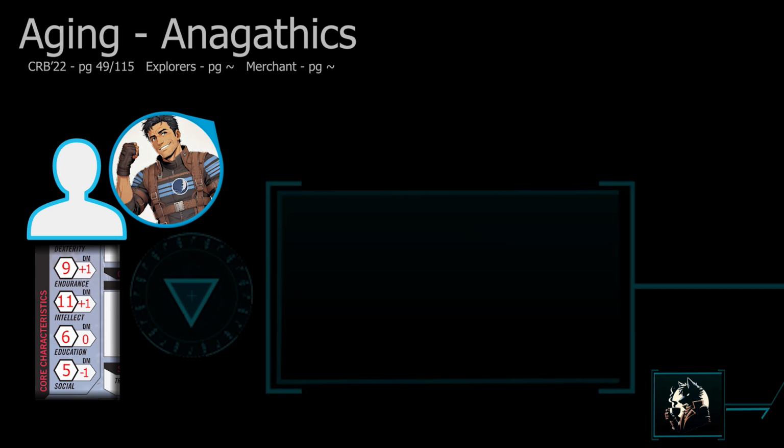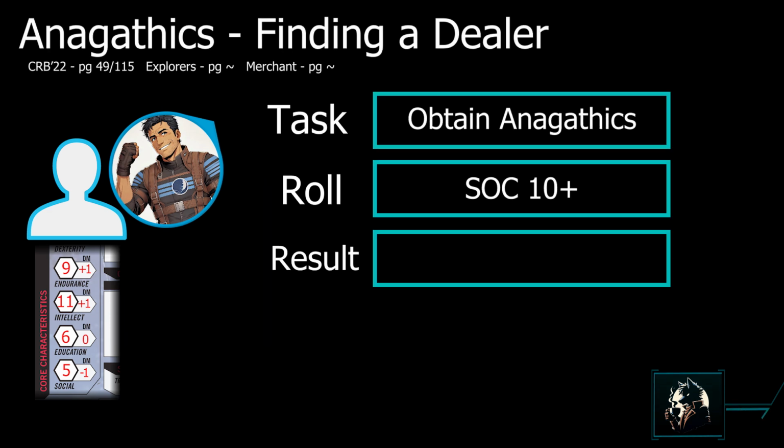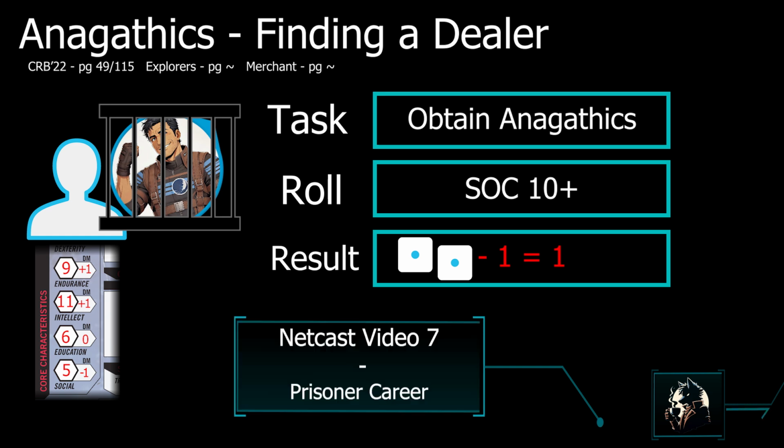There are many trade-offs, though. To obtain anagathics, a traveler can attempt to make a social 10+ roll at the start of a career or pre-career term. If successful, the traveler finds a supplier for the drug and won't need to make any further rolls to get them. If you happen to roll a 2 on the dice, as in Snake Eyes, your traveler is caught with the illegal drug and immediately goes to jail and must take the prisoner career this term. See my upcoming Netcast video 7 for rules on the prisoner career.